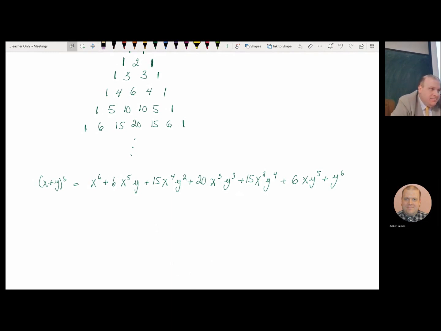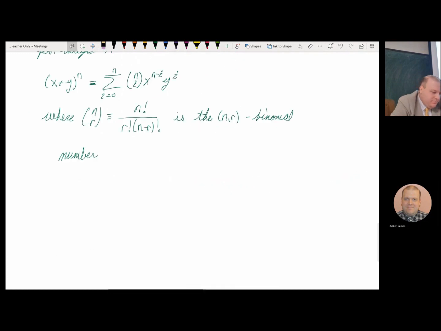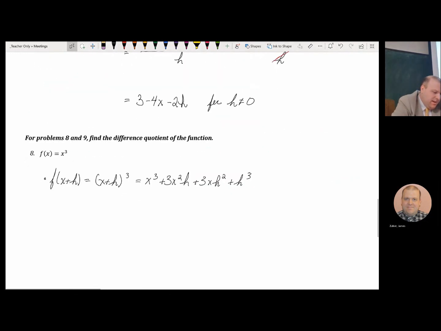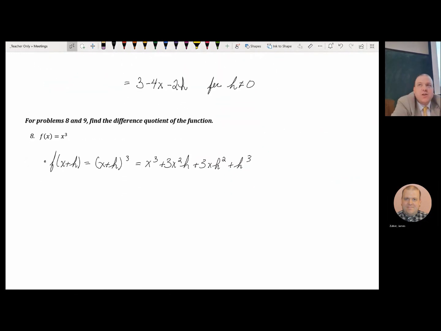Right. So that is how I got that x plus h cubed so quickly. Just an application of Pascal's triangle and the binomial theorem.